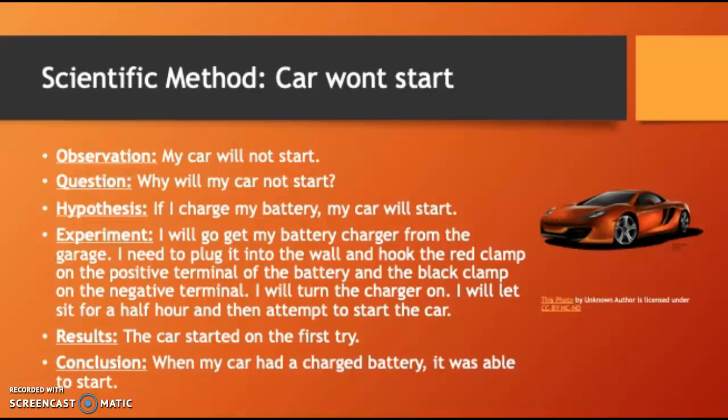And our next portion is the result. When I attempted to start my car, it started on the first try. This is our result. Therefore, as our conclusion of the hypothesis, or of the method, we could say that when my car had a charged battery, it was able to start.